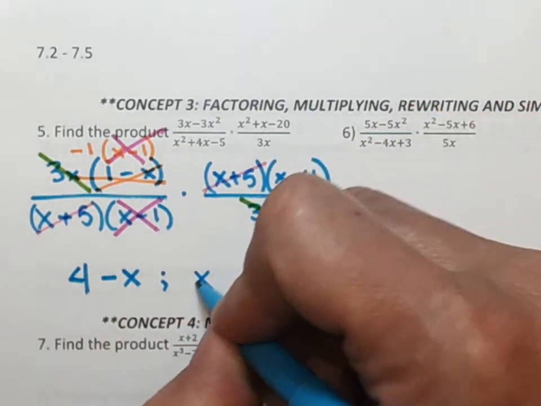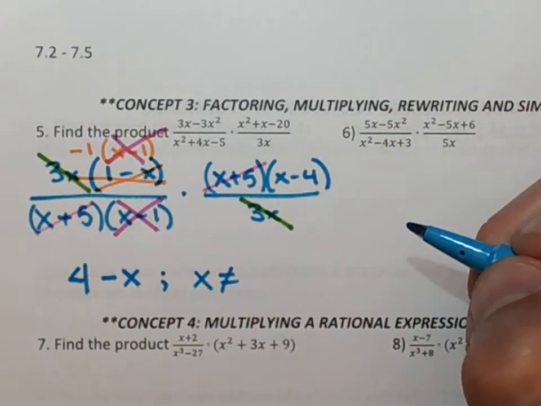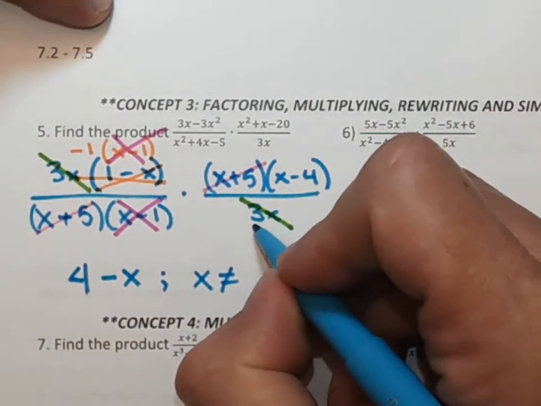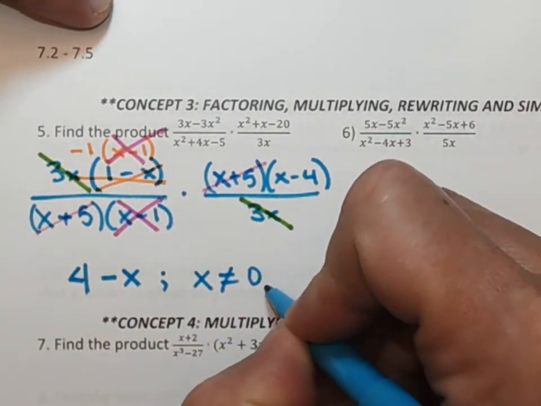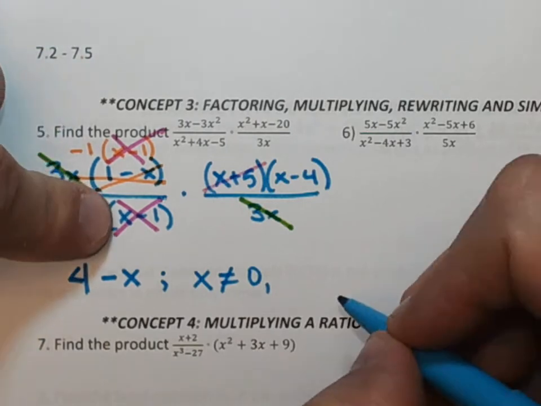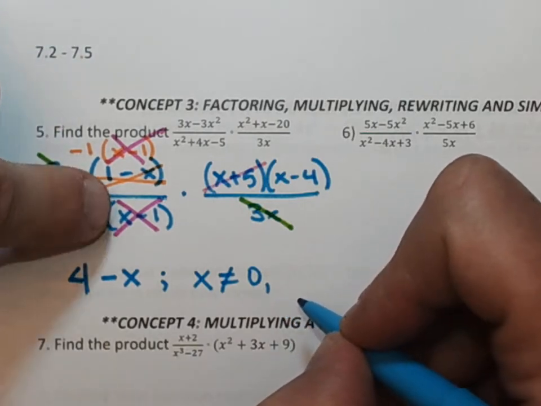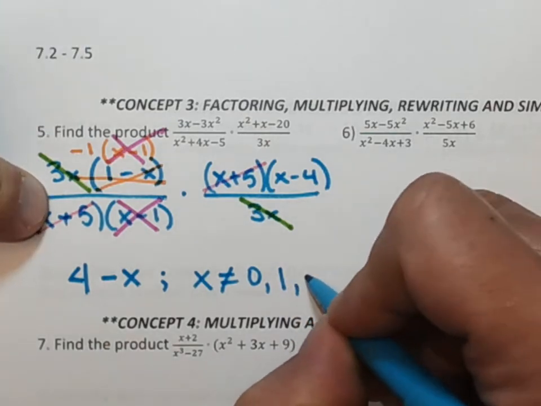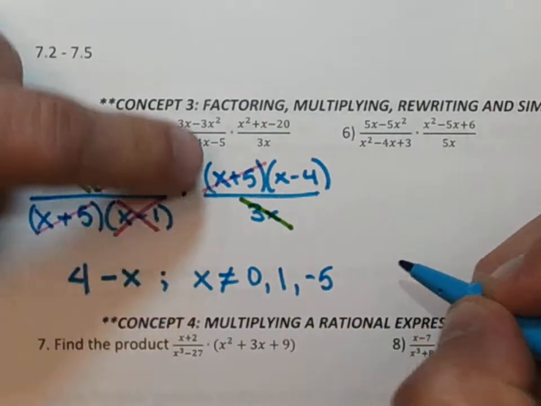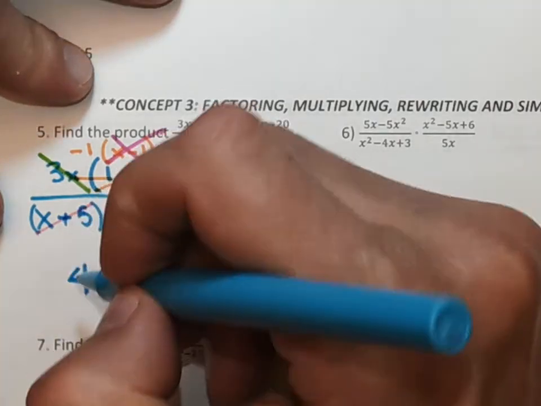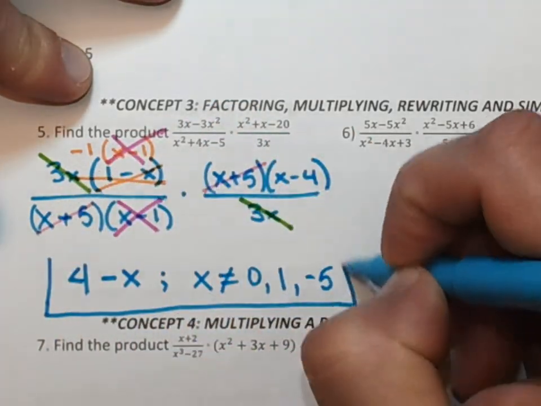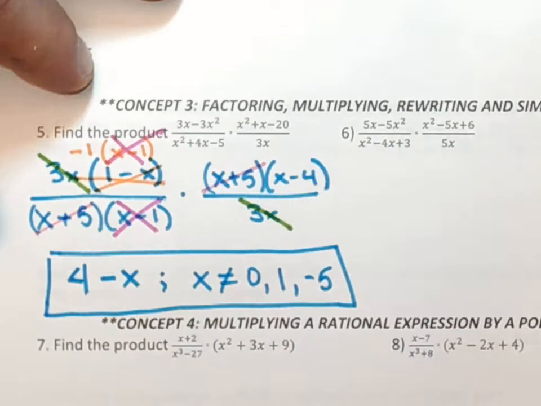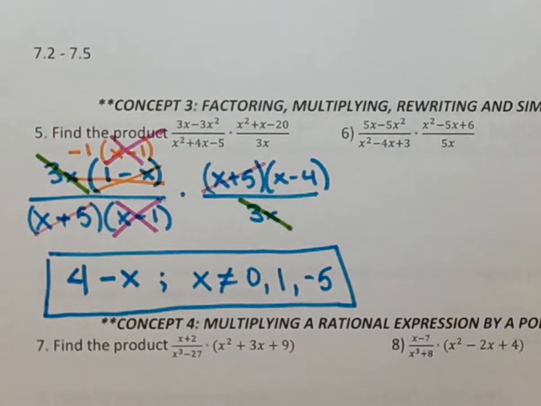And now I state what x cannot be. Well, x cannot be 0, because 3 times 0 would give me 0, and that's not okay. x cannot be positive 1, because 1 minus 1 is 0. And x cannot be negative 5, because negative 5 plus 5 is 0. Voila, we are done. Okay, try number 6.